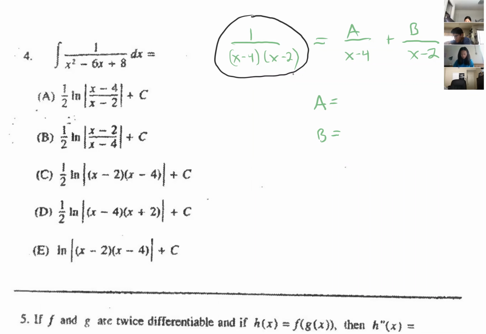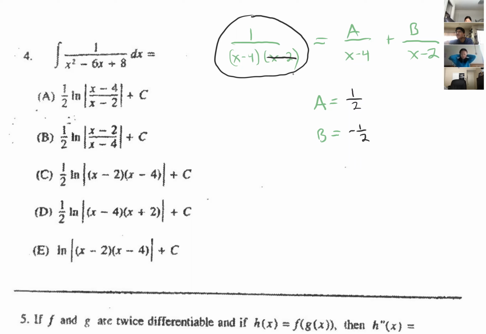You can tell me. I like feedback once in a while, so it's not just me talking. What number will make it 0? 4. So when I cross off this and I plug in 4, it's going to give me 1 over 4 minus 2, which is 1/2. So I have 1/2 here. And then when I want to solve for b, I cover up the x minus 2 and I plug in 2. So 1 over 2 minus 4 is negative 1/2.